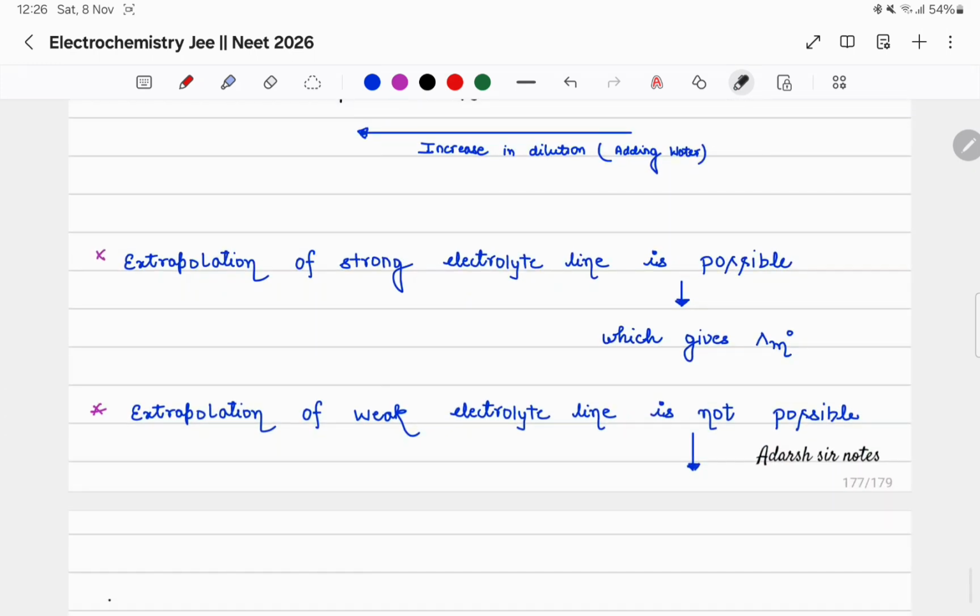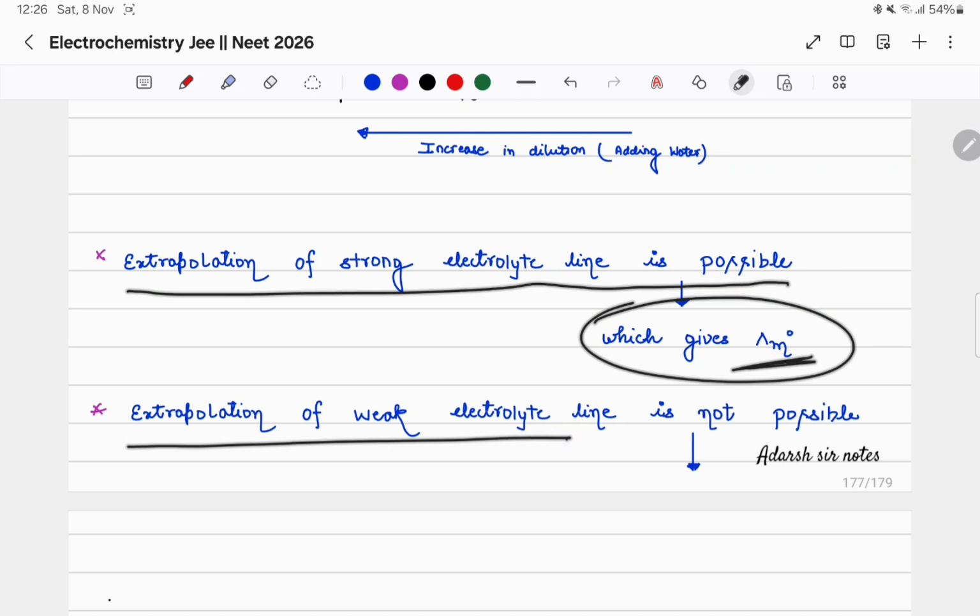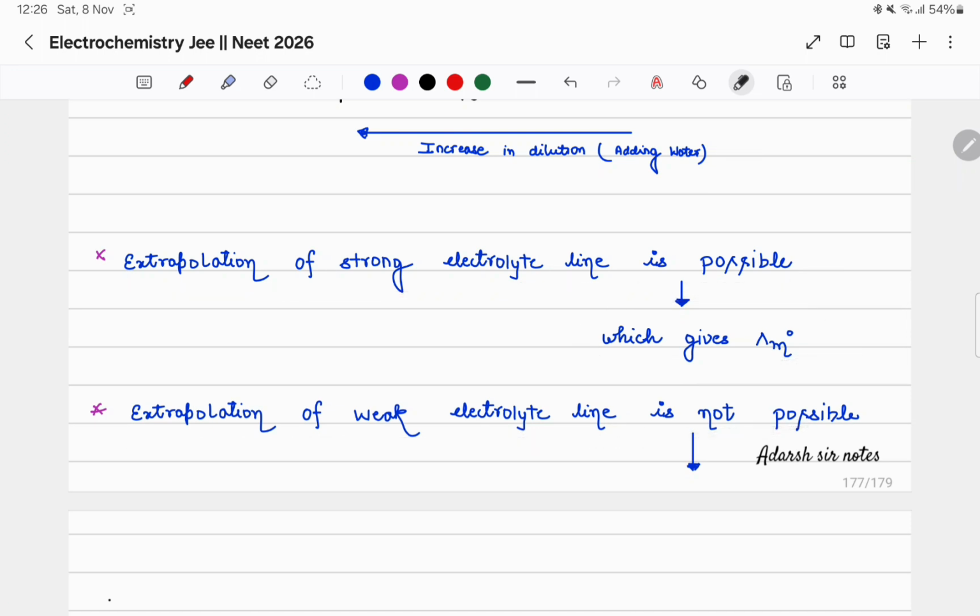Now that only I have written in one line, that is a summary point. You can check it fast. Extrapolation of strong electrolyte is possible. जिससे हमें क्या मिला? Limiting molar conductivity. Extrapolation of weak electrolyte is not possible, right? So that is not possible.